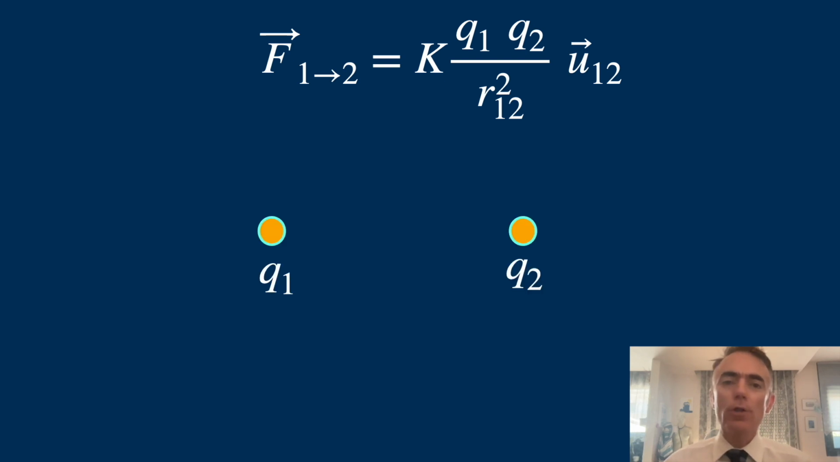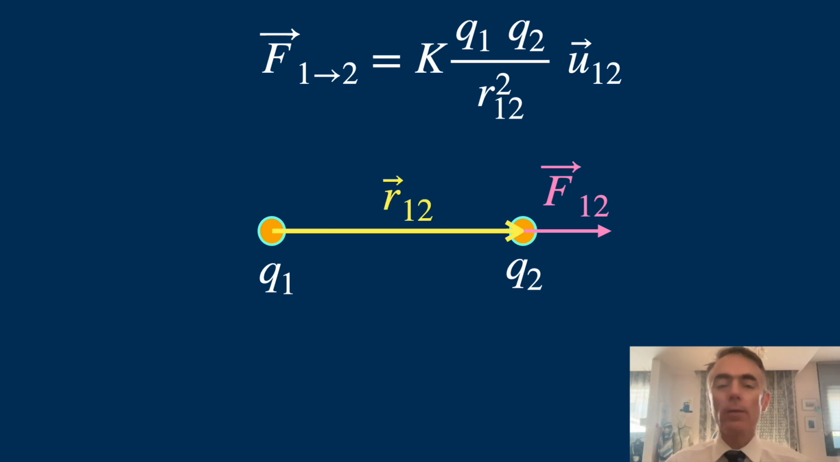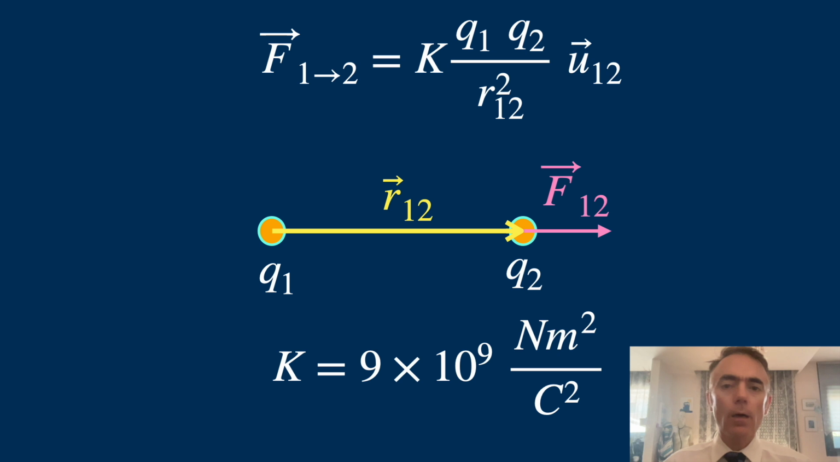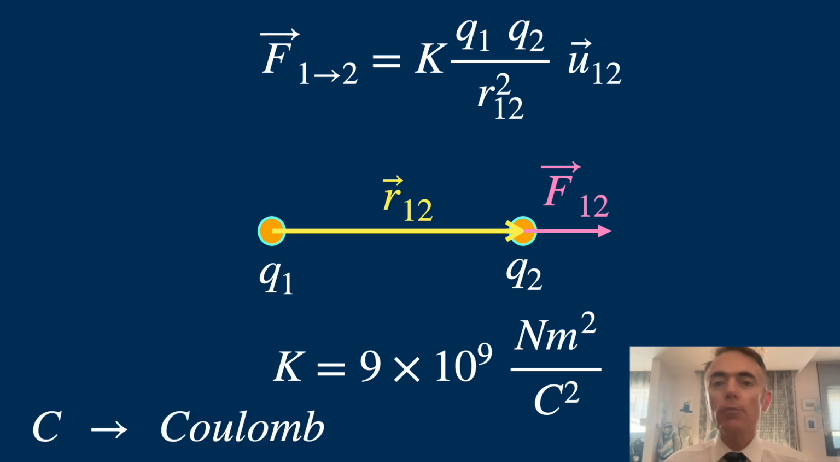F12 is the force that charge 1 exerts on charge 2. R12 is the distance from 1 to 2. K is a constant equal to 9 times 10 to the power of 9 newtons times meters squared over Coulomb squared. Remember that Coulomb is the unit of charge in the International System of Units.